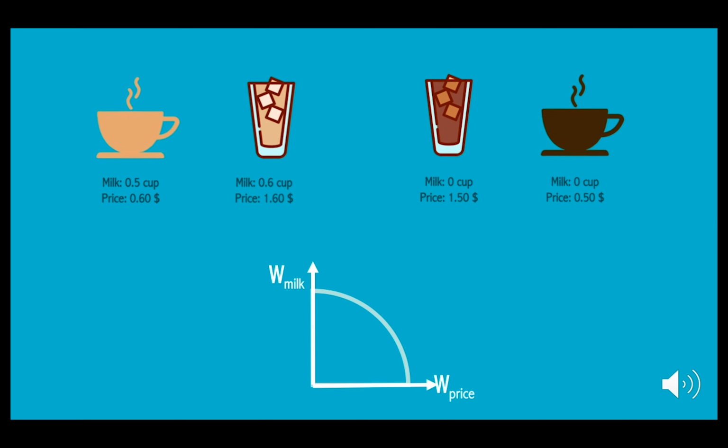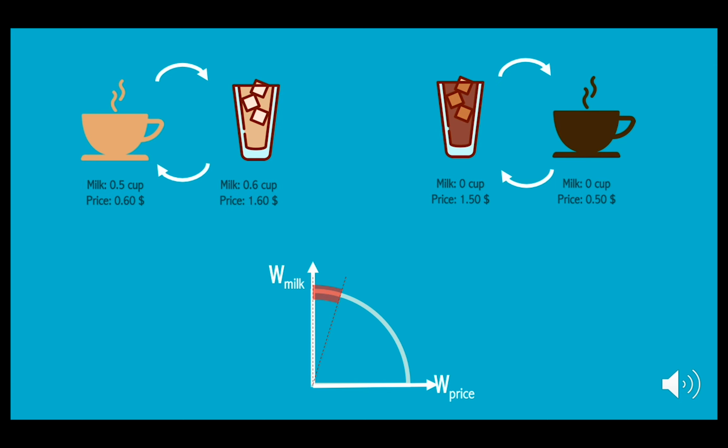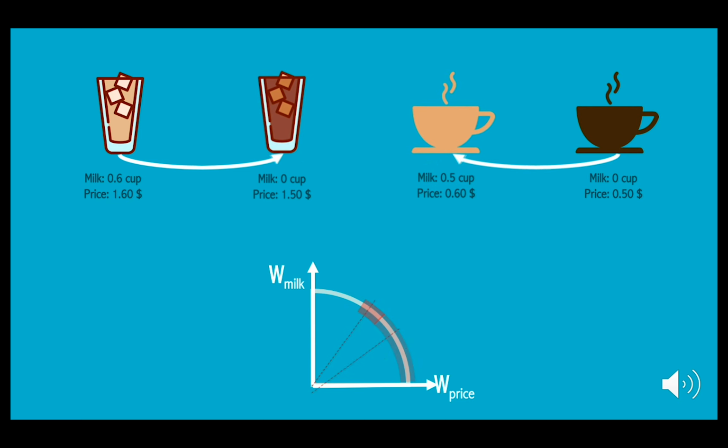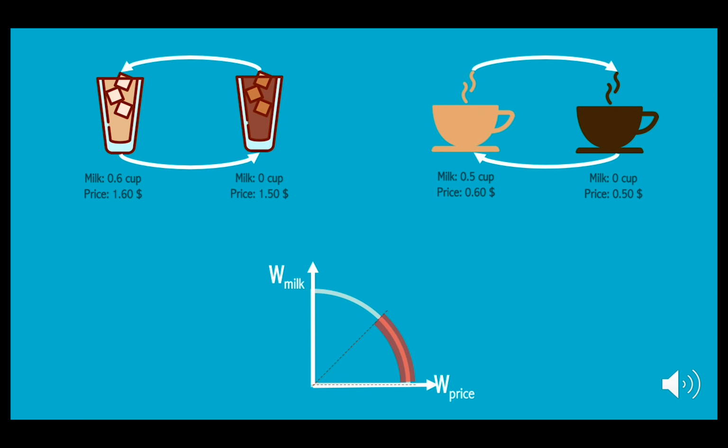First of all, when the weight of milk is high, the hot milk and iced milk coffee are connected. The same for those two black coffee. After reducing the weight of the milk and increasing the price weight, the graph changes. Until when the price weight is large enough, we can get a completely different graph, where two iced coffees are now connected instead of two milk coffee.